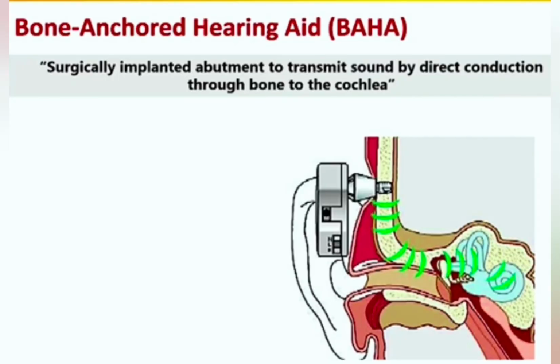Baha is basically a surgically implanted abutment to transmit the sound by direct conduction through the bone to the cochlea. In the process, it not only conducts to one cochlea, it will transmit the sound to both the cochleas.